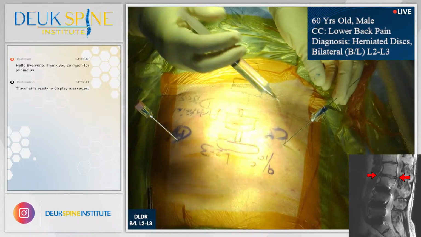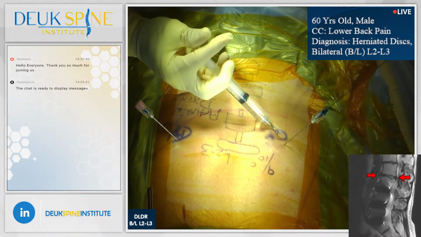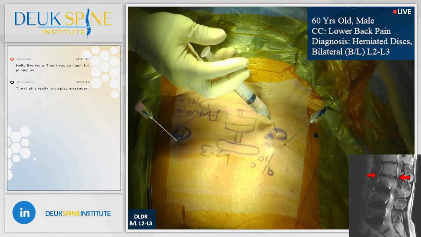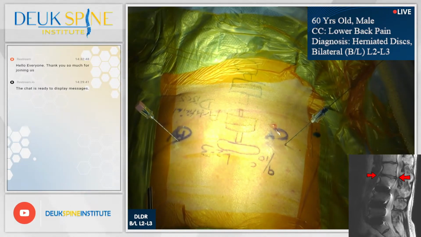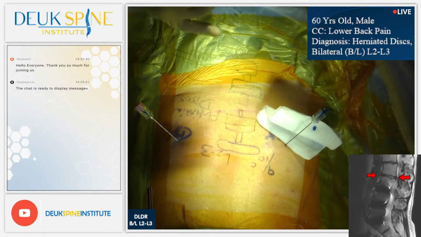Perfect. So now we know that this disc that we knew was causing problems, mostly his legs, is also causing back pain. And he had a 9 out of 10 response, and it's concordant, meaning that's where he gets his back pain.